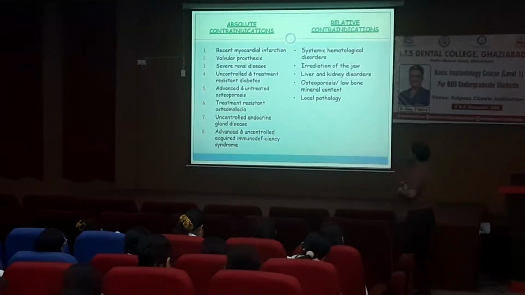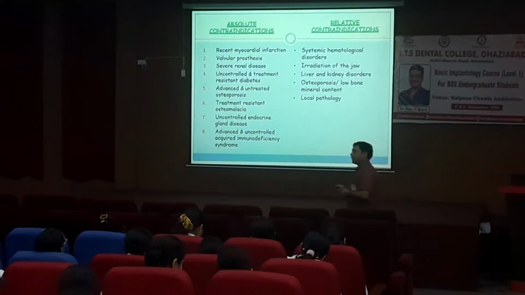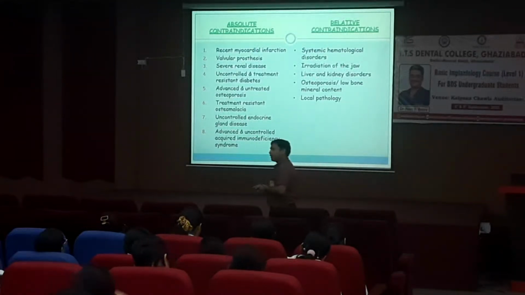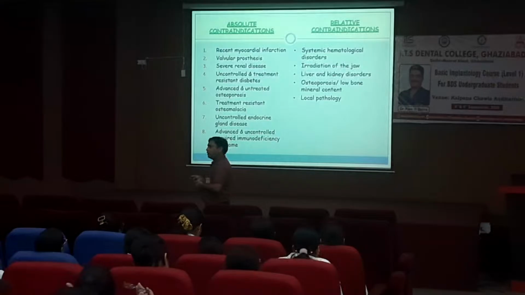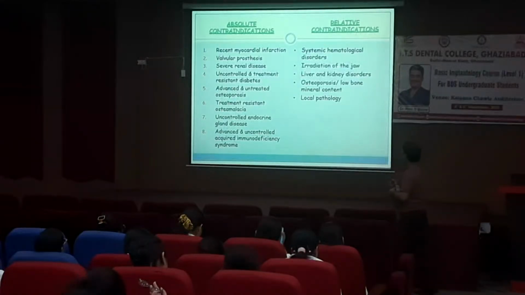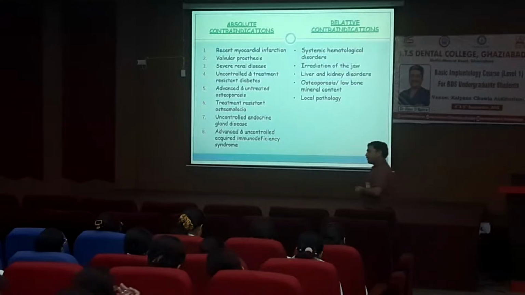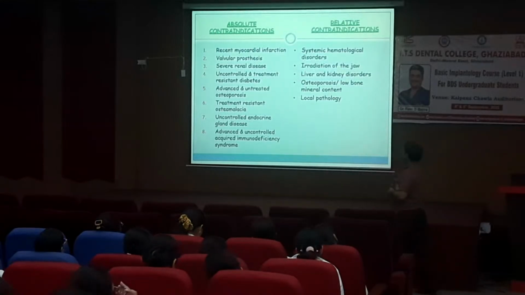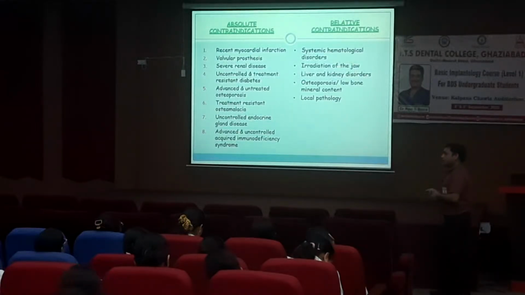The relative contraindications. Recent myocardial infarction is definitely an absolute contraindication, but after 6 months of treatment, you can put an implant in a myocardial infarction patient. Systemic hematological disorder, if it is controlled, you can put. Irradiation of the jawbone, you have to wait for 6 months in these types of cases, and then you can put an implant. Controlled liver and kidney disorder, osteoporosis.